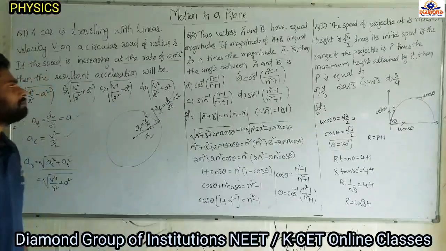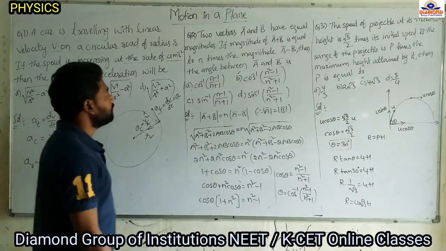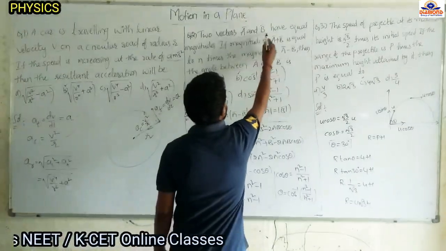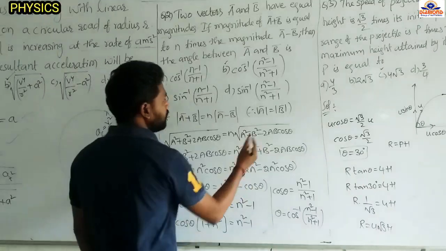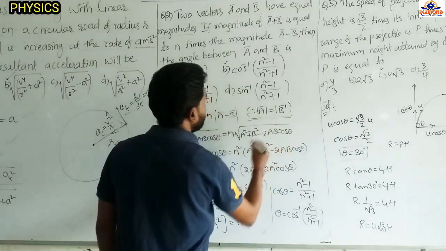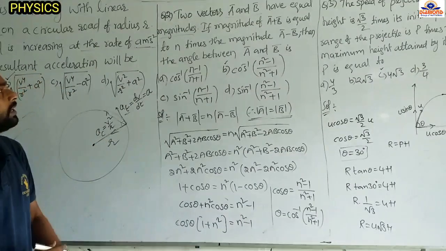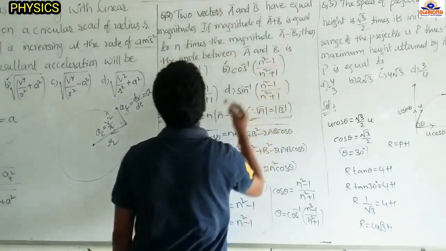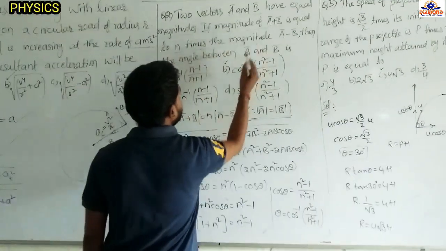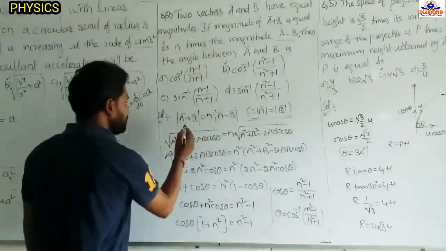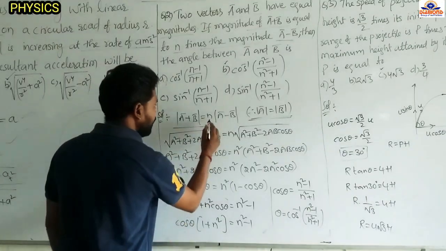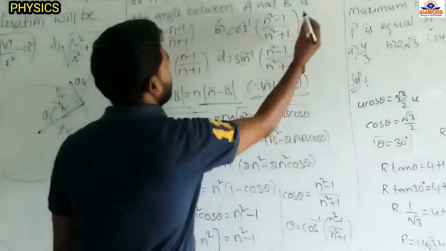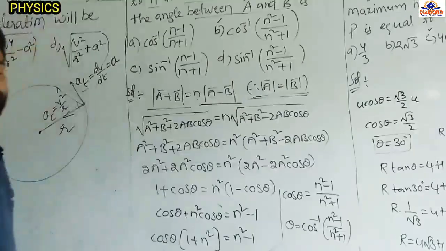Next, see the second question based on vectors. You know very well, in mathematics you will get this chapter, but I am going to give you one question. See now, two vectors a and b have equal magnitudes. So I am writing here, two vectors a and b both have the same magnitude. If magnitude of a bar plus b bar is equal to n times the magnitude of a bar minus b bar, then the angle between a bar and b bar is, what is the angle between a bar and b bar, we have to find.